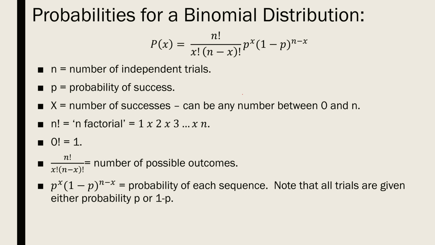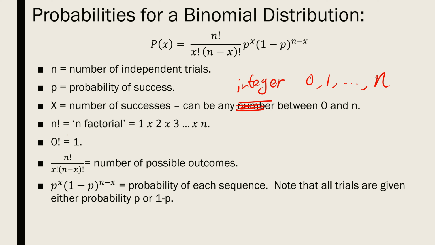Here is the formula for binomial distribution. n here is the number of independent trials. p here is the probability of success. x here is the number of successes, and they should be integers. Any integer between 0 and n, which means it could be 0, 1, up to n.